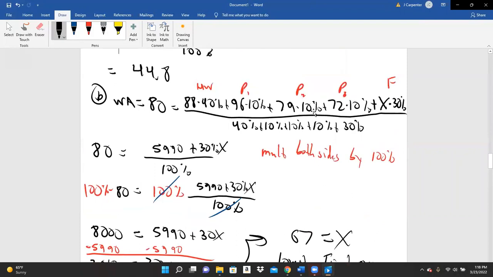Now, if we earned higher project grades, maybe we would need a lower final exam grade, because then things can balance out a little more.